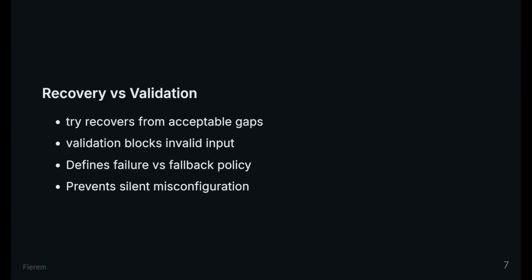Use try when missing data is acceptable and a fallback preserves intent. Use validation when missing data should block the run. The mechanism is policy choice. The outcome is that your configuration either recovers from uncertainty or rejects bad inputs on purpose.